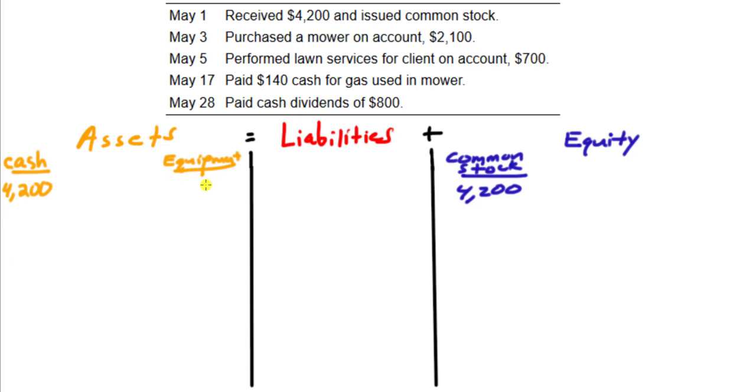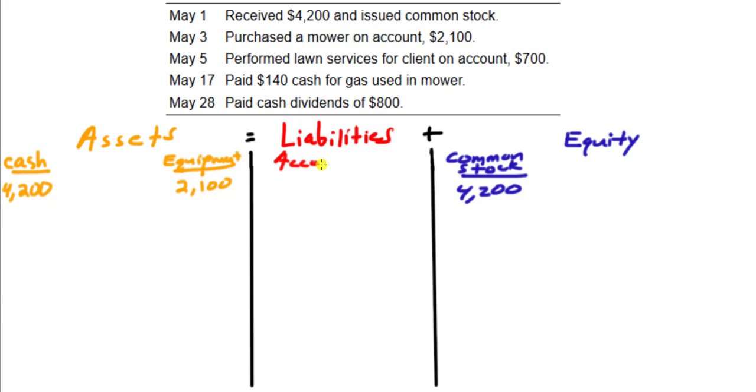The equipment account will increase by $2,100. Okay. And where did this asset come from? Did we generate revenue and buy our equipment? No. Did someone outside the company say, hey, here's a lawnmower, I'll give you that if you give me some stock? No. We borrowed the money. We purchased the lawnmower on account and promised to pay for it later.